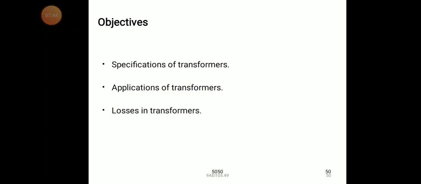So next, the applications of the transformer. Application of the transformer means where these types of transformers are used. That is called the applications of transformer. Losses in the transformer: what are the different types of losses we have and how are we going to minimize them? If we know that, we try to reduce those losses whenever we use that type of transformer.